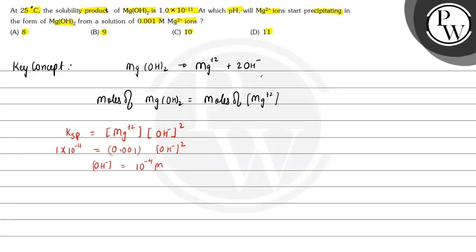10^-4 molar. As we know, the concentration of H+ is equal to 10^-14 divided by the concentration of OH-, that means this will be equal to 10^-10 molar. And from this we can find the value of pH, because pH is equal to negative log of the concentration of H+ ion. This is 10^-10. Hence, pH for this case will be equal to 10.